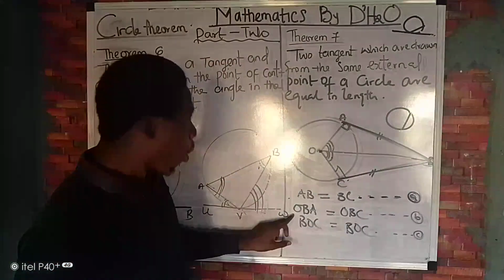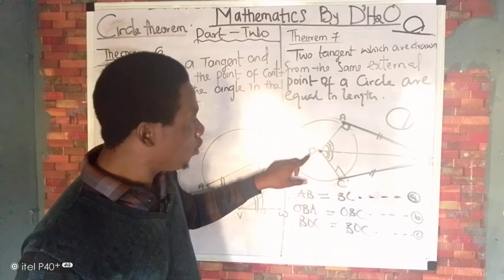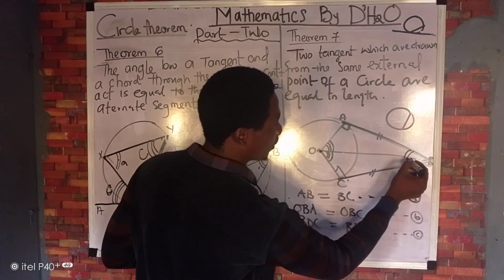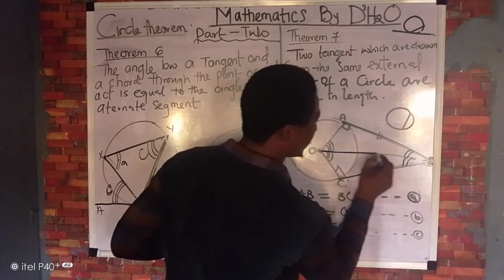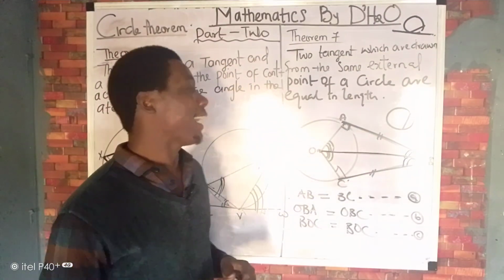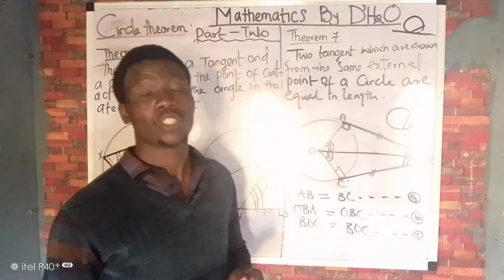If a line is drawn from the center of the circle to touch the point of the intersection, so the angle OBA, there's an angle here also. This line that you see here is dividing the angle at the point of the intersection into two equal halves.